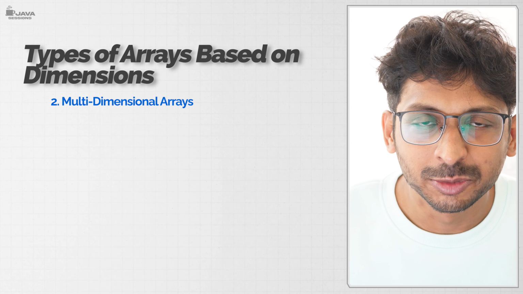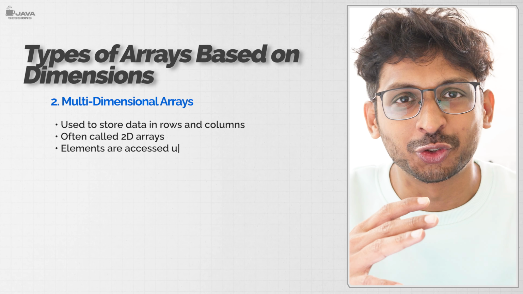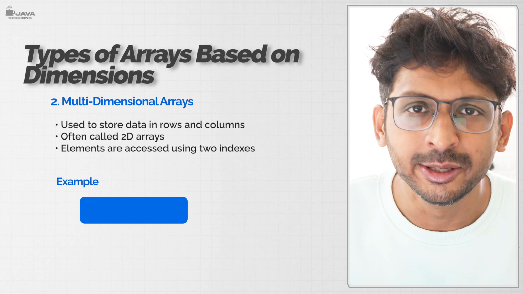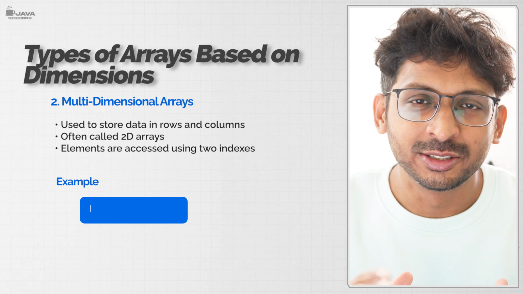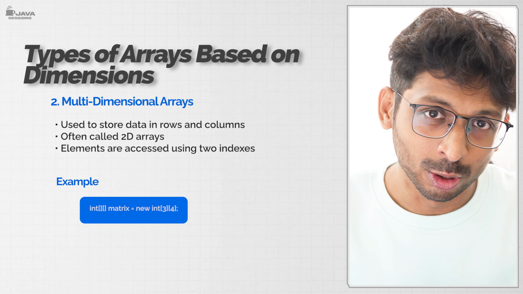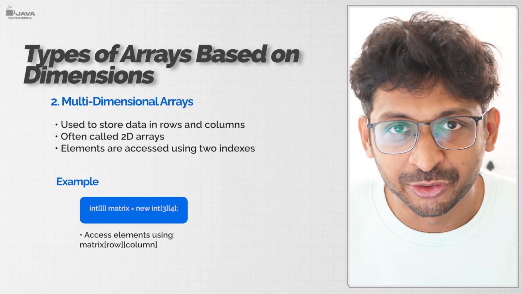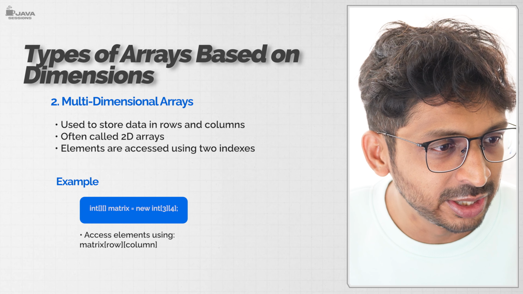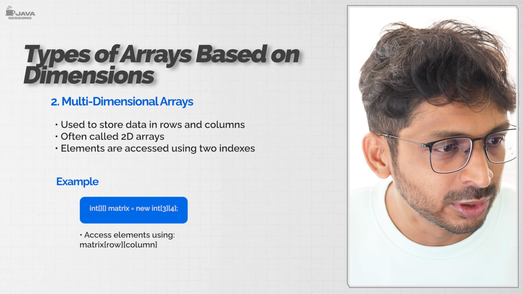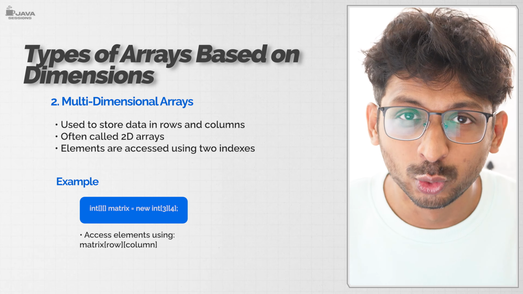Then comes the multidimensional array. That is, it forms a structure of a table or a grid. That is when your data needs to be present in both the rows and the columns. That is how 2D arrays come into the picture. Let's say we want to create a matrix of values. So we have created this 2-dimensional array here. We have specified 2 brackets here. So that is a 2-dimensional array.